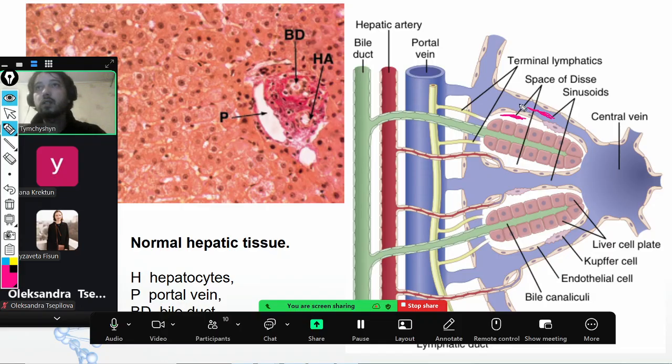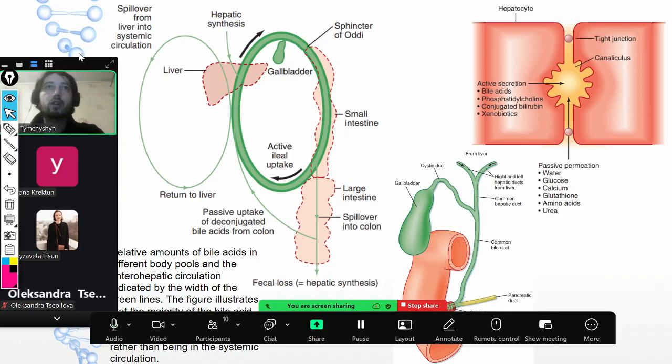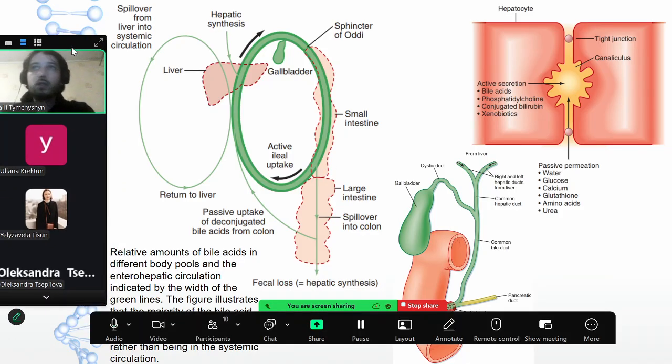So we are considering this portion of the wall. Here you can see these tight junctions. Tight junctions are tightly connecting cells, and most chemicals cannot diffuse through that, so they are really tight. And here is the structure.